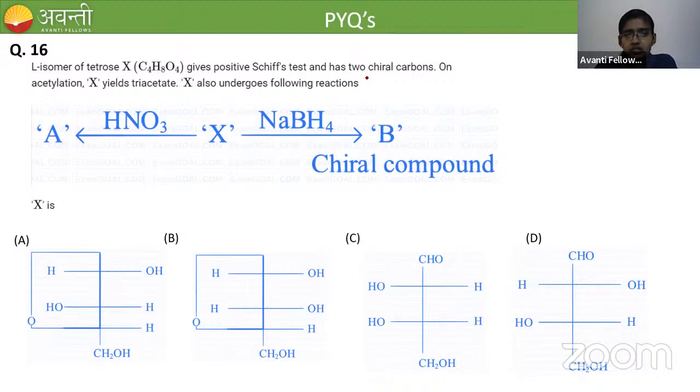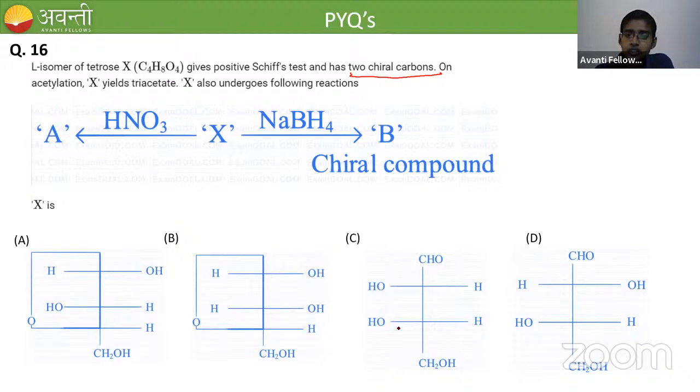And it gives a positive result for Schiff's test. Schiff's test means that it has an aldehyde group, a CHO group in it. So the answer lies between option C or option D. Either one of those options could be the correct answer. It is undergoing the NaBH4 reduction reaction, and also it is reacting with HNO3. So what could be the compound, C or D? It is giving a positive result for Schiff's test, and it has 2 chiral carbons. So in both options you see, this is a meso compound, right?